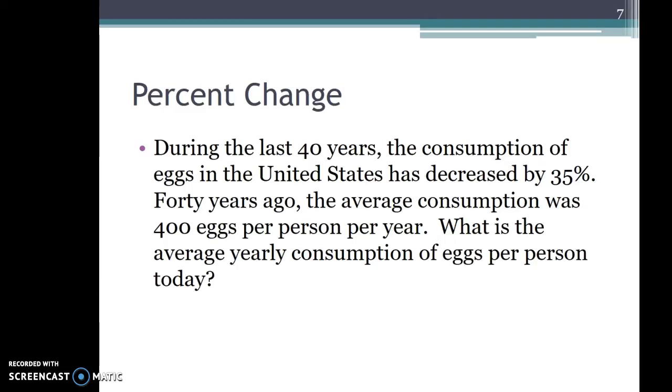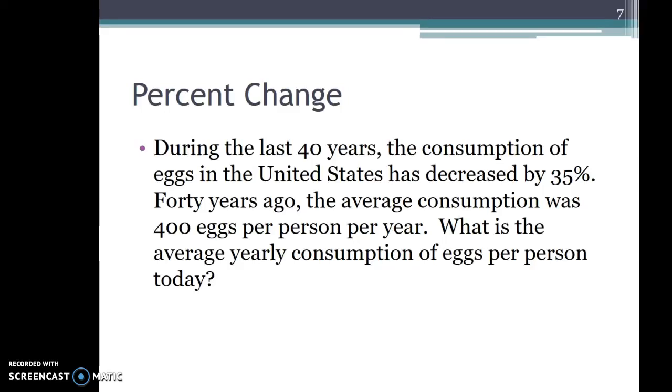We are looking at another percent change example. However, we'll solve this one differently. Let's read the problem first. During the last 40 years, the consumption of eggs in the United States has decreased by 35%. 40 years ago, the average consumption was 400 eggs per person per year. What is the average yearly consumption of eggs per person today?